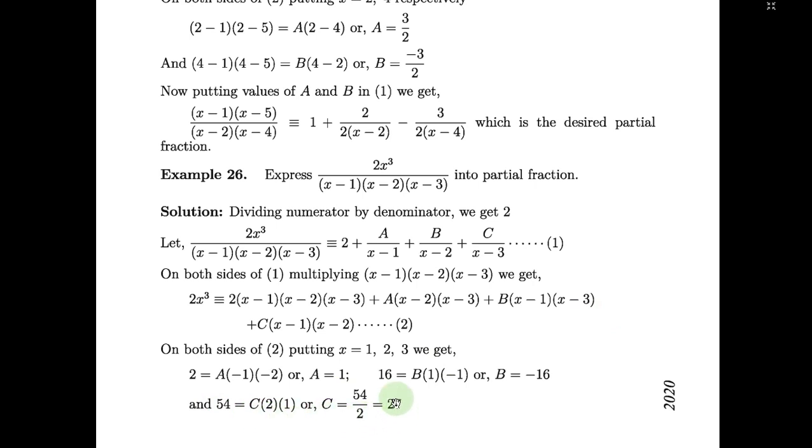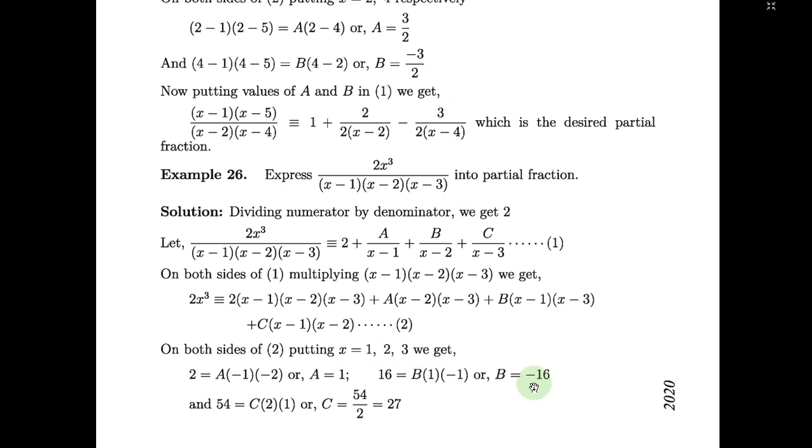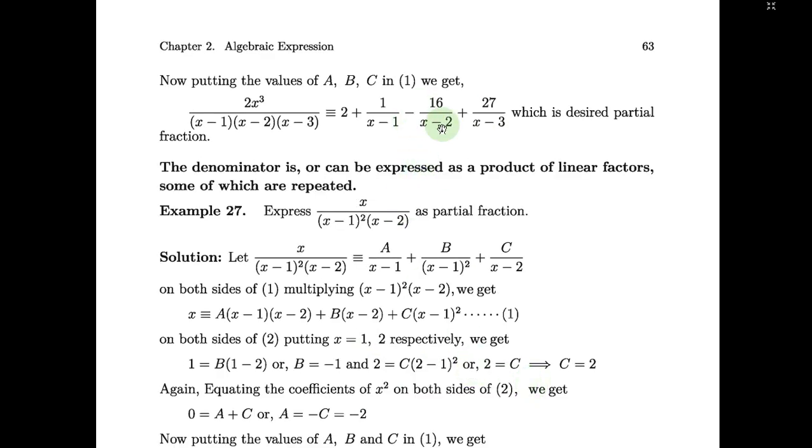So now you can write the partial fraction. What will be the partial fraction? 2 plus 1 by x minus 1 minus 16, because the value of b has become minus 16, so you put the minus here, 16 by x minus 2 plus 27 by x minus 3, which is the desired partial fraction of 2x cubed divided by (x minus 1)(x minus 2)(x minus 3).